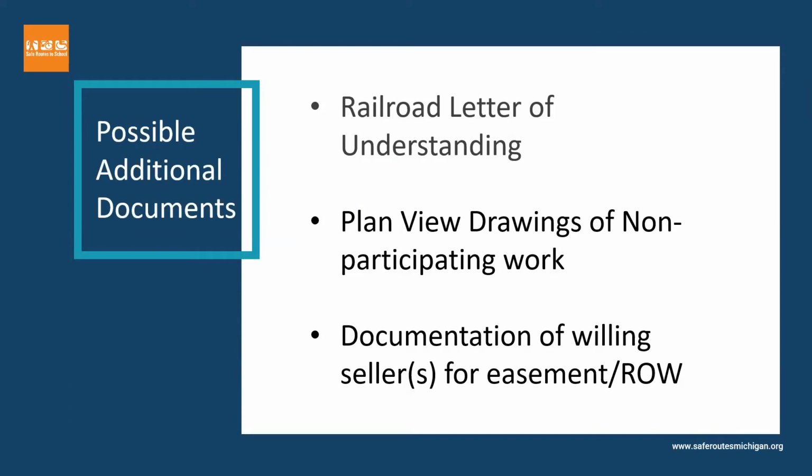Depending on the scope of the project, you may need to obtain additional documents not listed on the checklist. For example, if any of the work crosses a privately owned rail line right-of-way, you will likely need to have the presiding rail company provide a letter of understanding acknowledging the future construction within their right-of-way. Grant reviewers may also ask for plan view drawings or documents related to work that is non-participating if it has a significant impact on the design or plan of the infrastructure funded by the grant. And finally, you may need documents illustrating willing sellers if the project anticipates having to acquire easements as a part of the scope of work.